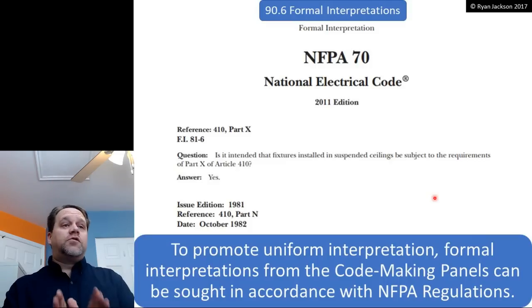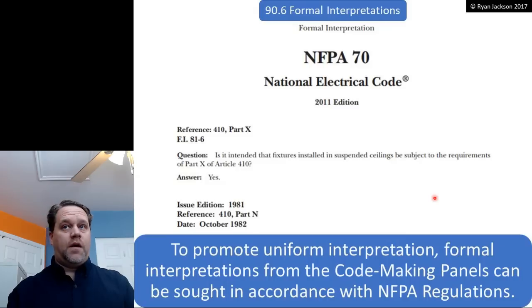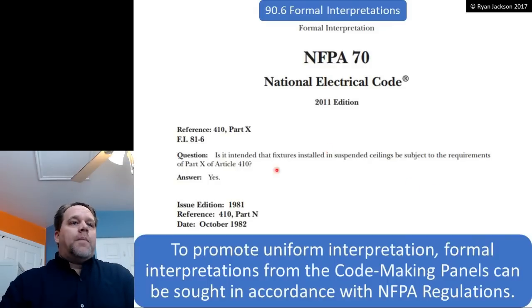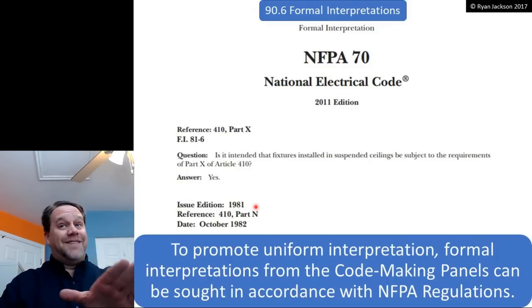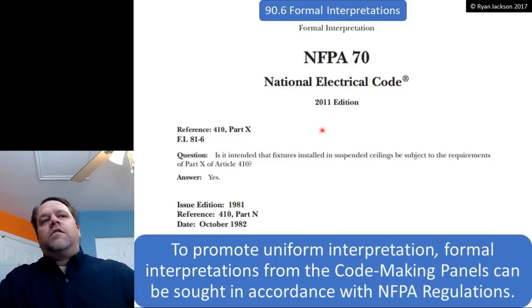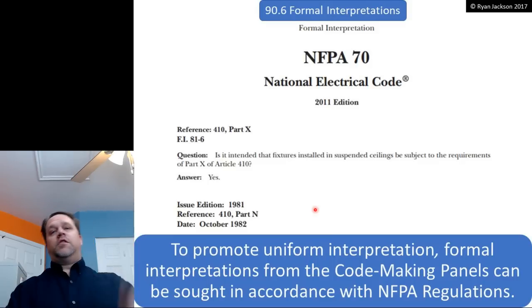A formal interpretation has to be submitted formally in the form of a yes or no question, and it actually goes to the code-making panel, and they publish the answer, and they put it in the code book. So for example, a while back, this would have been in 1981, that's how often they come around. It's not very often that anybody does this. Somebody asked the question, is it intended that fixtures, luminaires, installed in suspended ceilings be subject to the requirements of Part 10 of Article 410? Answer, yes. That's a formal interpretation.